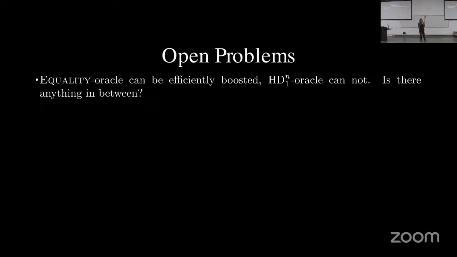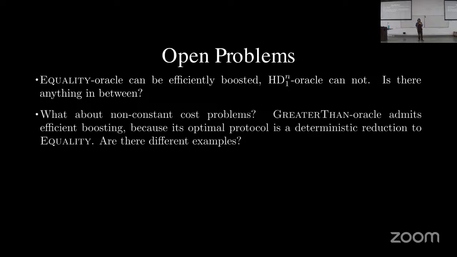Or maybe there's something in between for which we can still show that there is no beta boosting possible. And more generally, you don't have to only focus on constant cost communication problems. For example, for greater than, we can show that beta boosting is possible simply because its best protocol is just a deterministic reduction to equality. But the question is, maybe that's not the extent of all possible examples where beta boosting is possible.